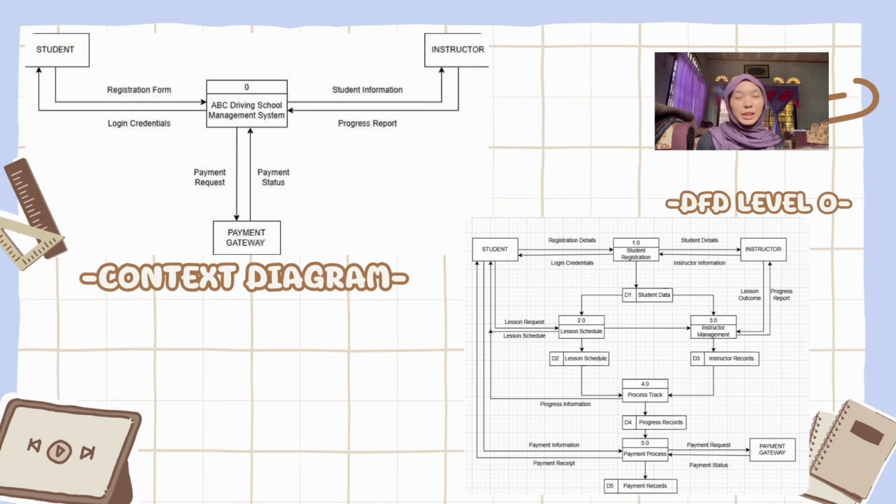The second process is lesson schedule. The student sends a lesson request. The system schedules the lesson and returns the lesson schedule to the student. The schedule is saved in D2, which is lesson schedule.